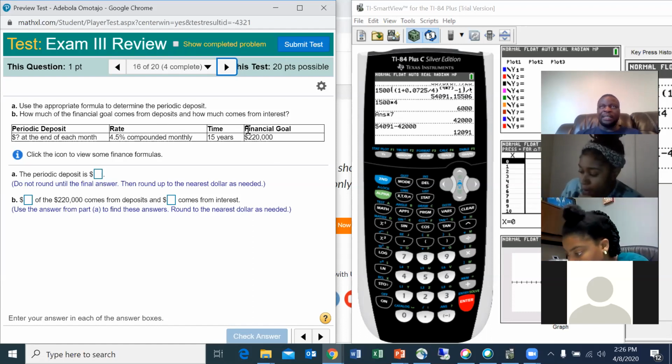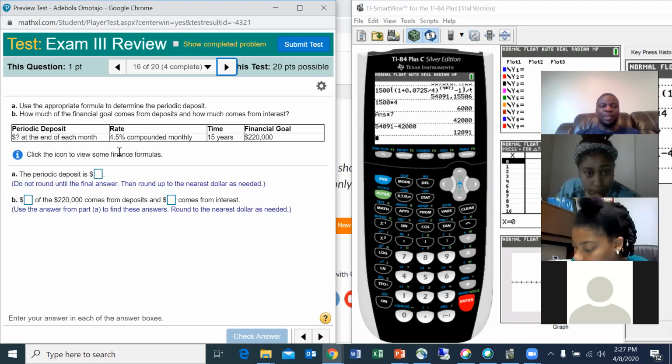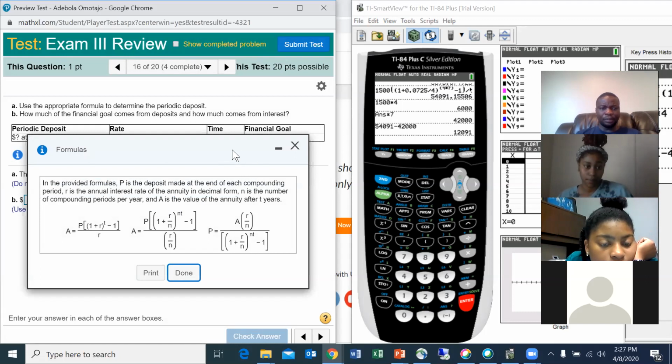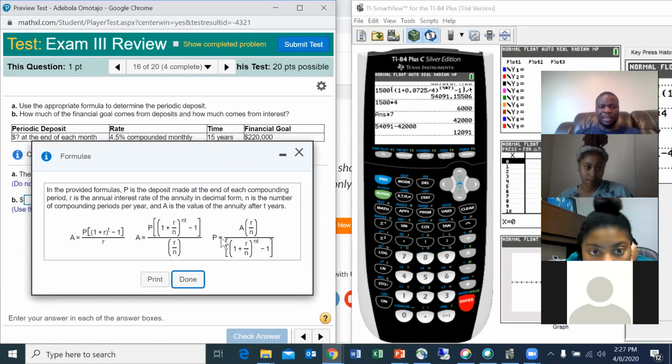This is a different case in the sense that you know what your financial goal is. So let's say your financial goal here is $220,000 at the end of 15 years. The question is, how much do you put in each month, starting from today, for the next 15 years, so that you meet your goal? To do that, you can click the icon to get the formula. Here we're looking for the periodic deposit, so this one says P equals. This is the formula that we need.